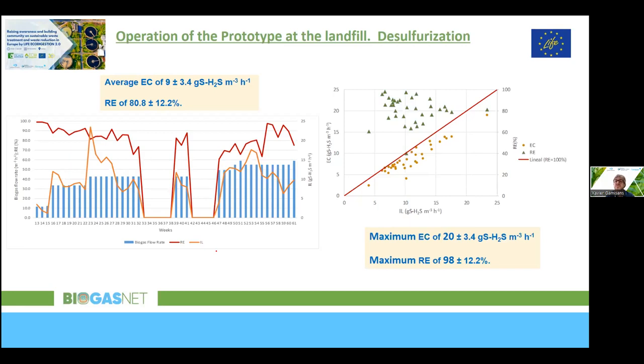This elimination capacity was about 9 grams of H2S per cubic meter of reactor per hour. The maximum value tested here was 20, but at the lab scale we have reached almost 120 grams of H2S per cubic meter per hour. So this can be pushed much further.